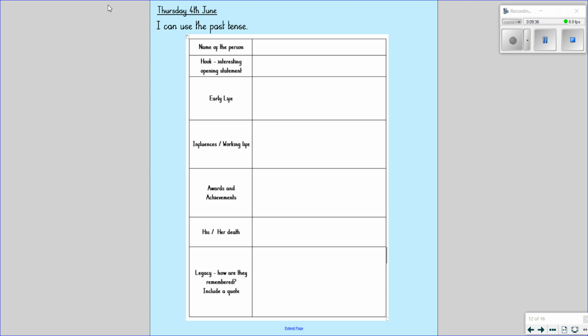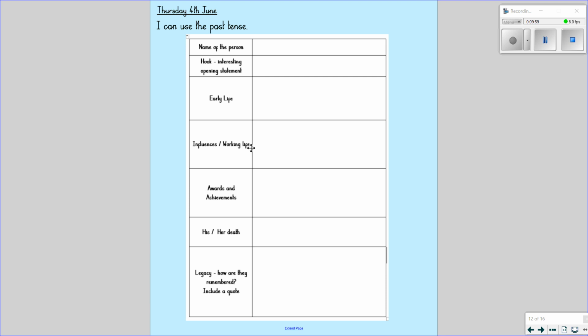So we've got the sections, which will make up the sections and the subheadings of your biography. The name of your person, the hook or the interesting opening statement, something about their early life, their working life or their influences. So with Mother Teresa we saw influences, didn't we? Influenced by God, called by God, or it could just be about their working life.